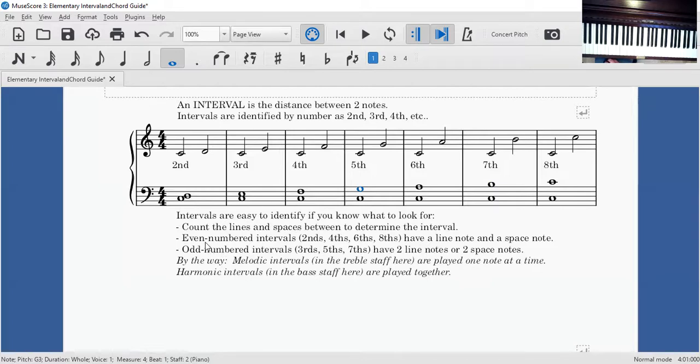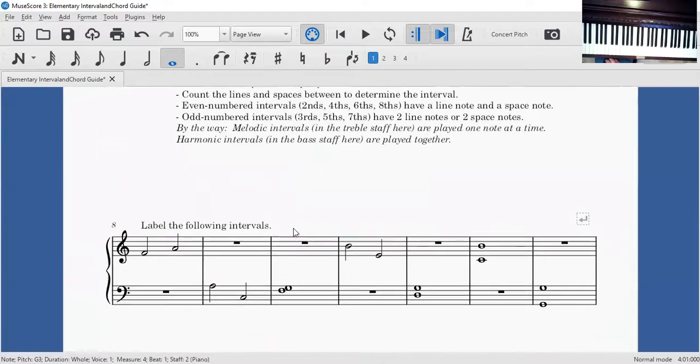But you can also remember the patterns. Even numbered intervals, seconds, fourths, sixths, and octaves, have a line note and a space note. So if you're kind of on the fence figuring out, I don't know if that's a fourth or a fifth, if it has a line and a space, it's going to be a fourth. Odd numbered intervals, thirds, fifths, and sevenths, have 2 line notes or 2 space notes.